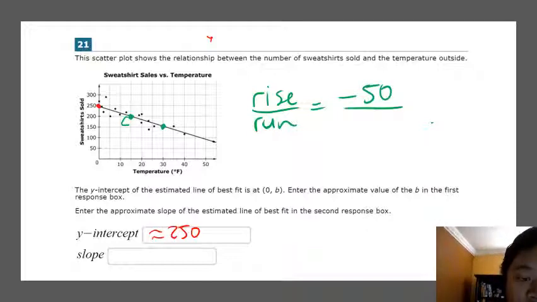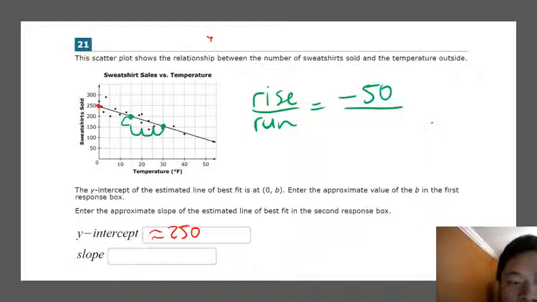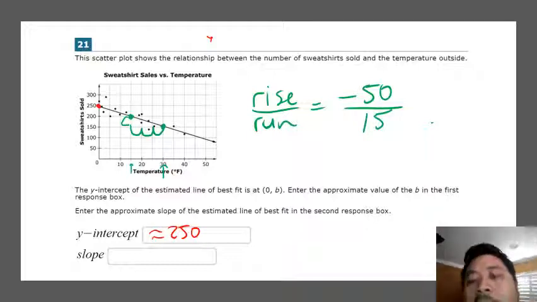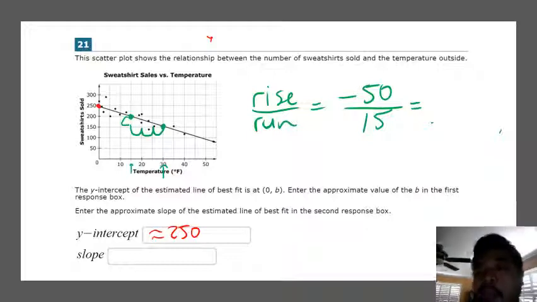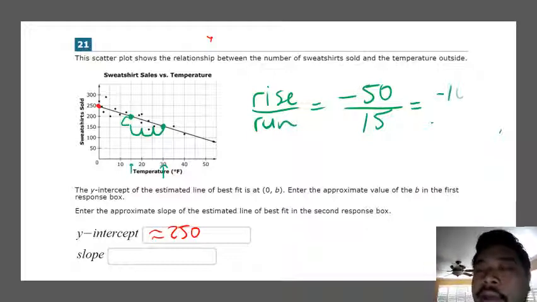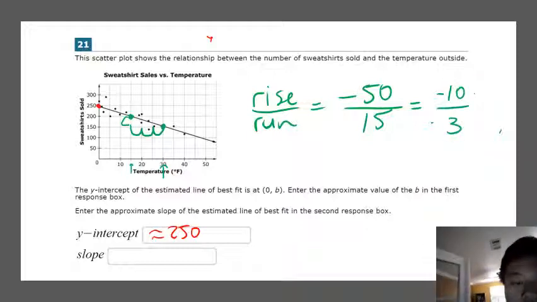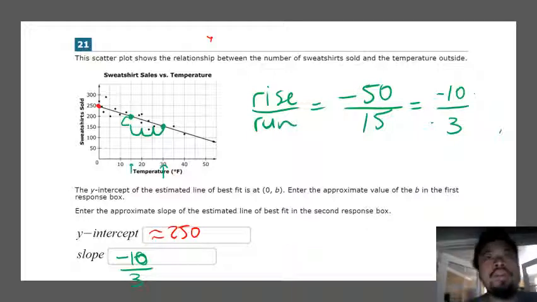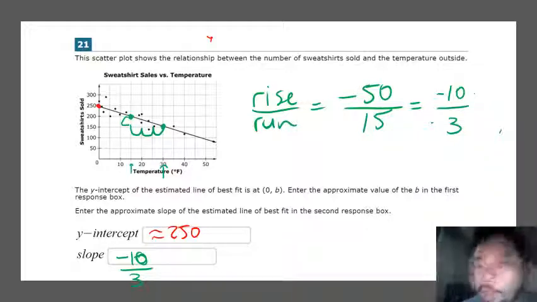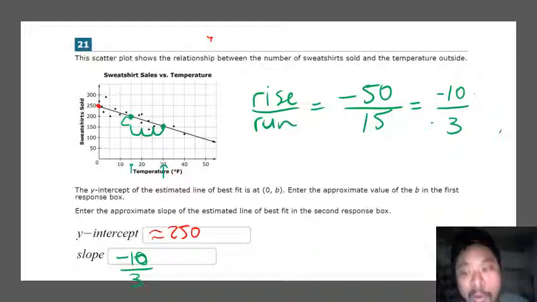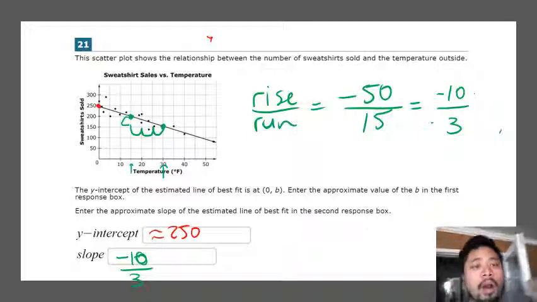Now going in my run direction, I go over 1, 2, 3 units, but just be careful to look at your x-axis here. I go from 15 to about 30, which means that I go about 15 units. Here is where you can simplify your expression and make sure that you put your fraction in simplest form. I can divide both top and bottom by 5, and this would be negative 10 over 3. So my slope is an estimate of negative 10 over 3. Again, this is just an estimate. Just make sure that you're using the skills that we've uncovered in the line unit to be as successful as possible. So my daughter left. Here is problem number 21, which is nothing more, nothing less than just finding the y-intercept and slope of a line.